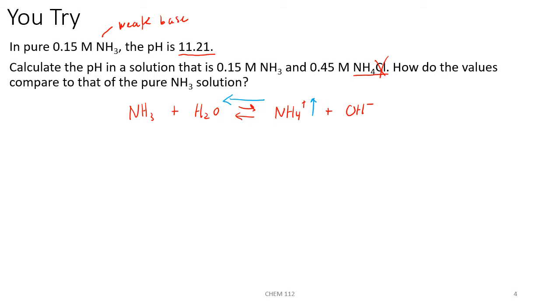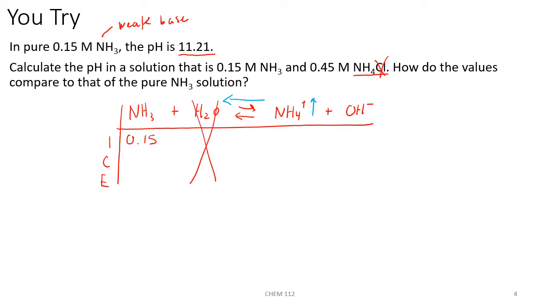We can set up our ICE table. Initially, our concentration of NH3, we were told, is 0.15 molar. Remember, you can ignore the water because that's a pure liquid. Initially, from just the dissociation of our weak base, we normally would have 0 ammonium ion and 0 hydroxide. We're still going to have 0 hydroxide from the dissociation, but this time we're going to actually have a little bit of ammonium ion in there from our common ion. So we're going to have 0.45 molar ammonium ion in our solution.